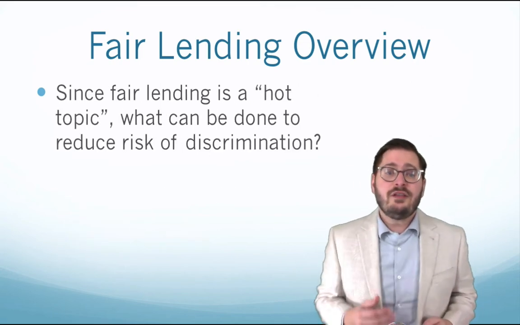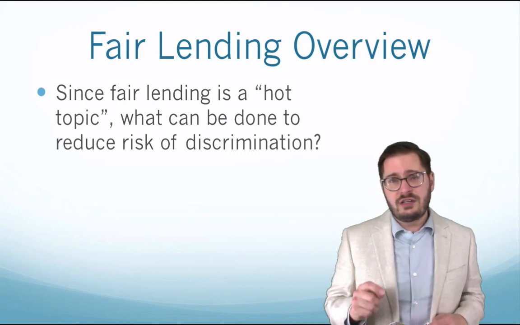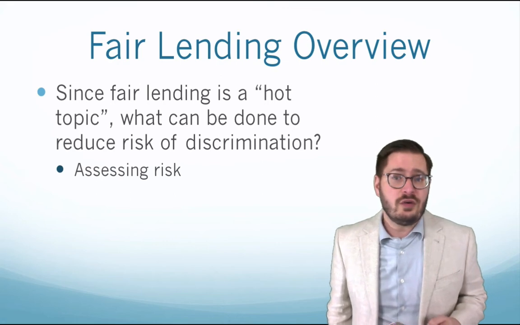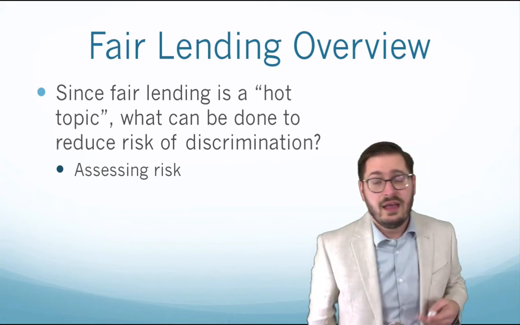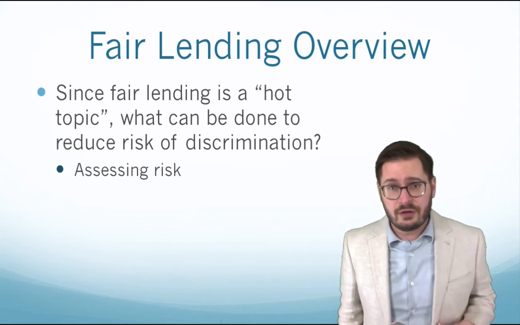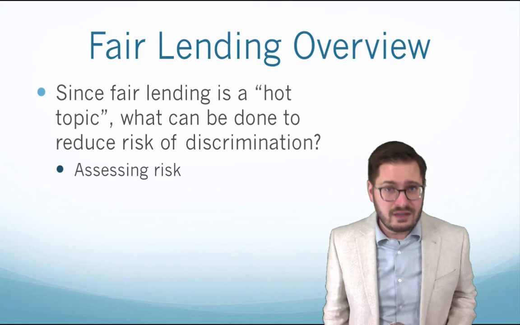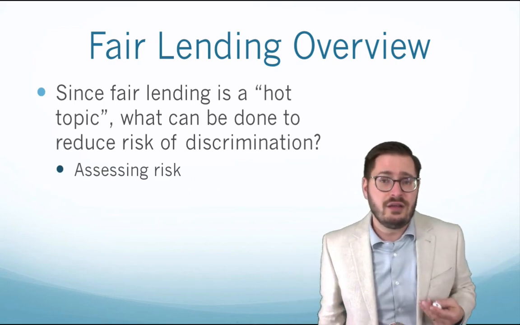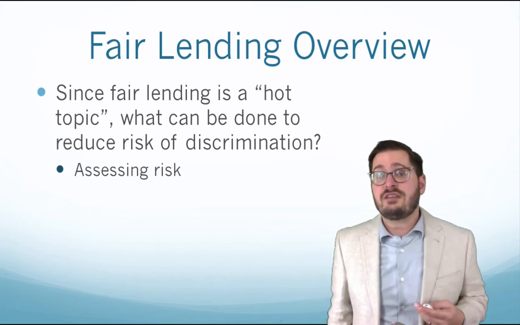Now, since fair lending is a hot topic, there are a couple of things that you can do as an organization to reduce your risk of discrimination. The first thing you can do is to assess your risk and conduct a fair lending risk assessment. This is a new hot topic with examiners. They're wanting financial institutions to conduct a fair lending risk assessment. The large banks and credit unions have done this for years, but for community banks and credit unions, this is something new for them. So the first thing is to assess risk.